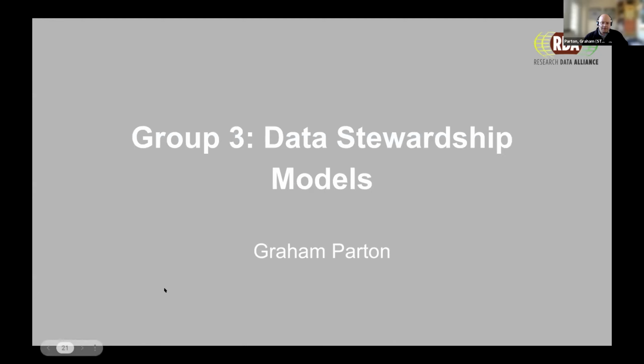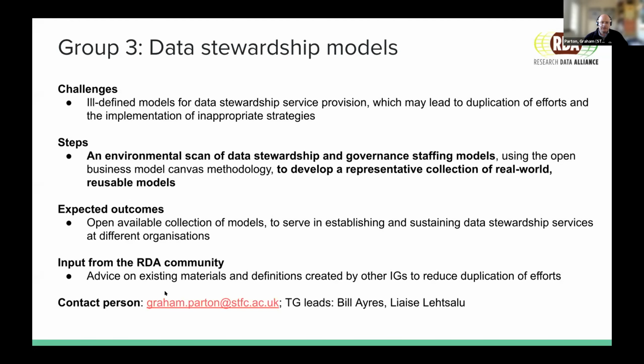Okay, thanks, Romain. So I'll go over task group 3, which is the data stewardship models, the work we've been doing over the past year. The challenge we were set was that there are ill-defined models for data stewardship service provision, which can lead to duplication of efforts and the implementation of inappropriate strategies. To address that challenge, we were looking at the step of an environmental scan of data stewardship and governance staffing models to develop a representative collection of real-world usable models. And that's where we are at the moment with our group.